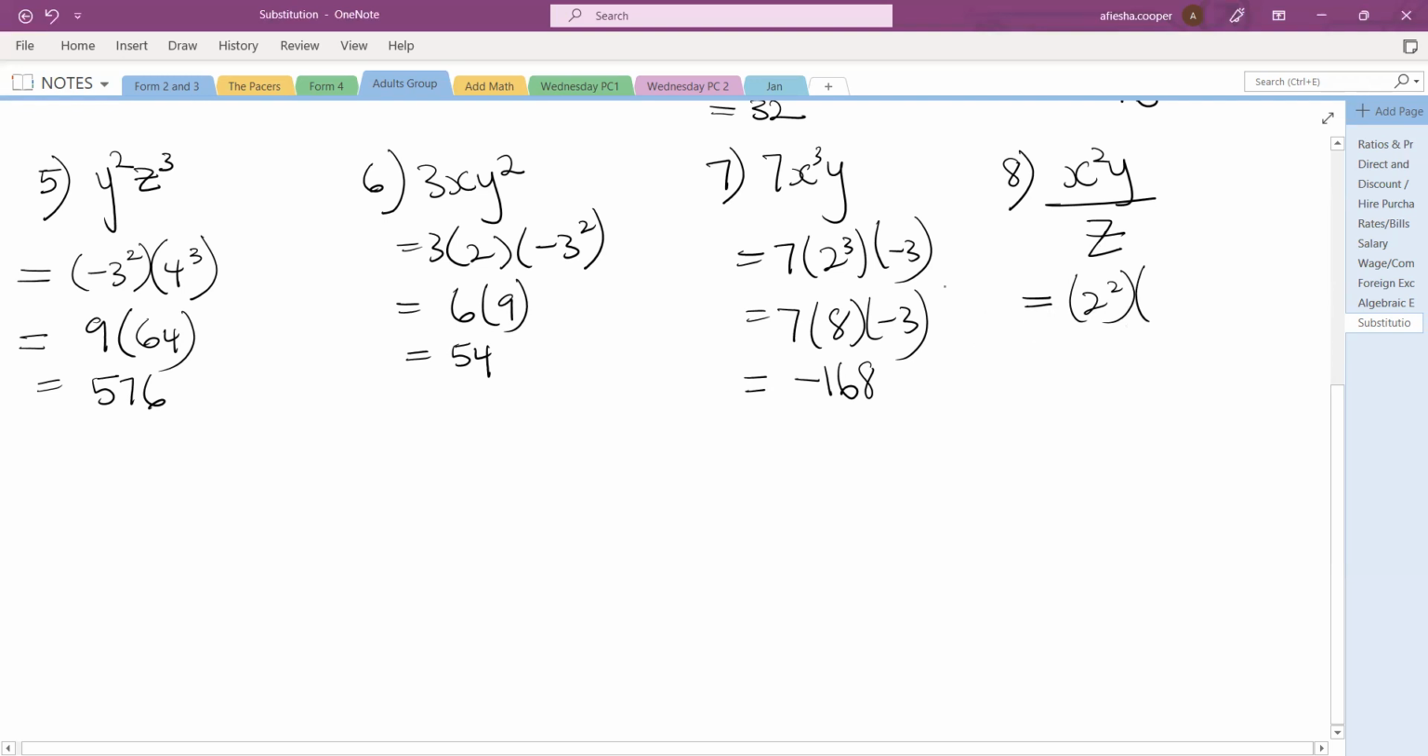So 2 squared by y, which is -3, all over z. Z is equal to 4, so we multiply the top, 2 squared, or 4, by -3 over 4, which is -12 over 4. And of course, this is an improper fraction, so we simplify that. -12 over 4 will be -3, all right?